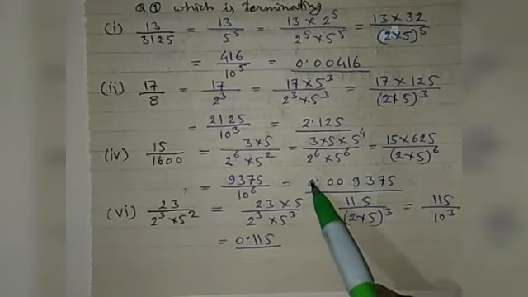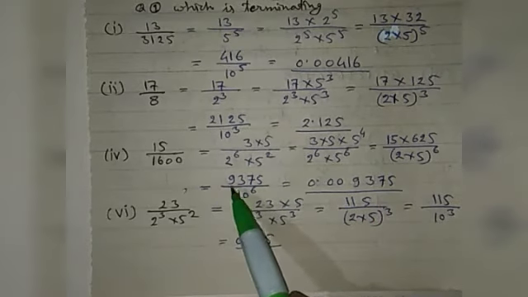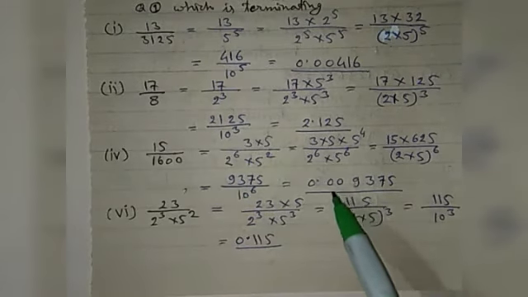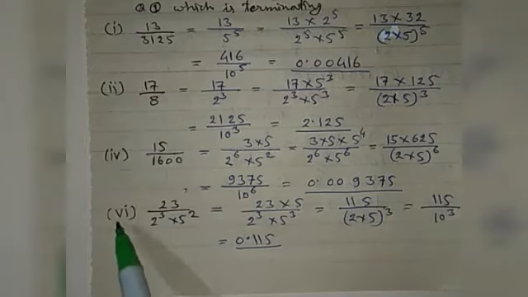So you will get here 0.009375, because you have only 4 places here. So you have to put 2 more zeros on the left side of the digits. So you will get 0.009375.